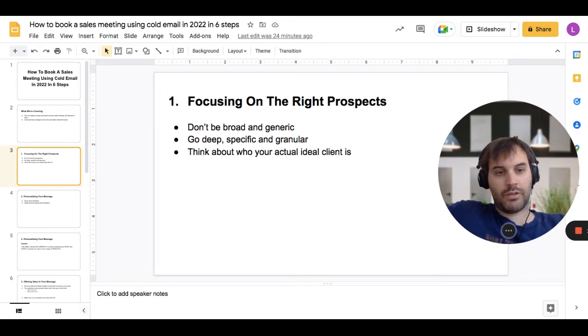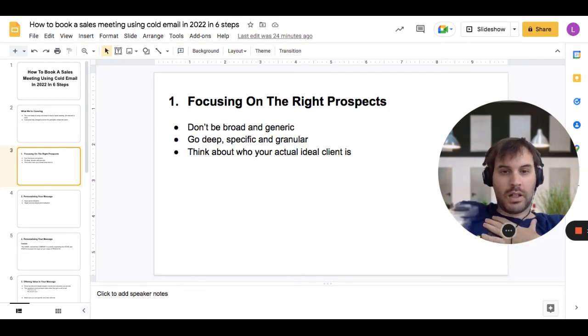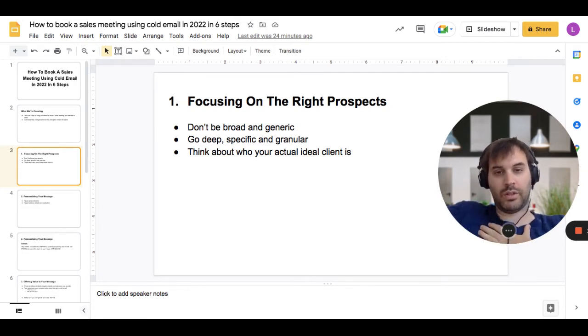First thing, if you want to be able to book sales meetings with cold email in today's day and age, is you have to be focusing on the right prospects. What a lot of people do is they totally shoot themselves in the foot because they're too broad or generic. The rule here is the more specific and granular you get, or the more niche you go, the easier cold email is going to be for you to get results with.